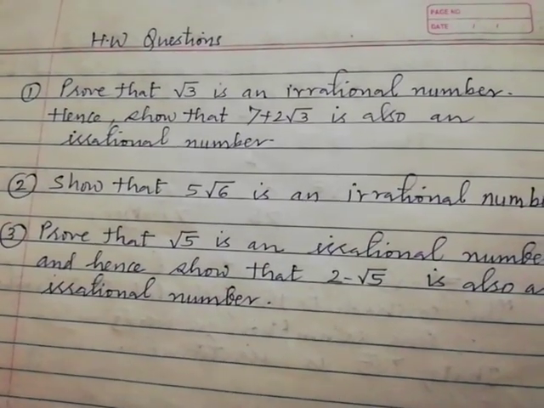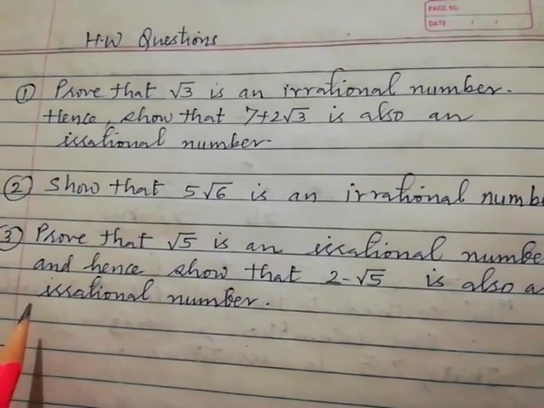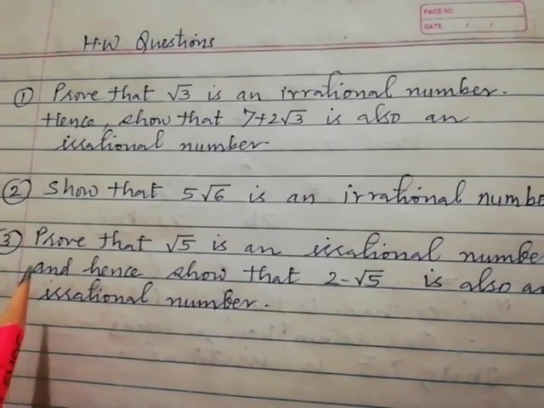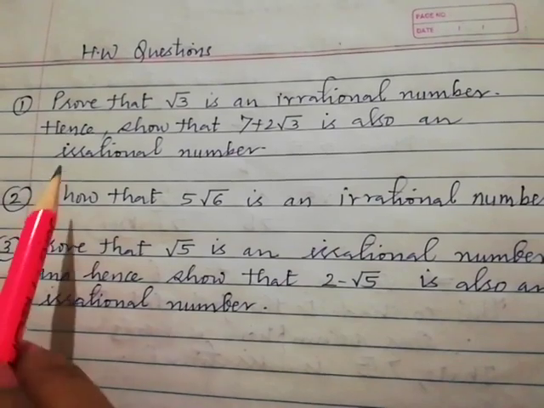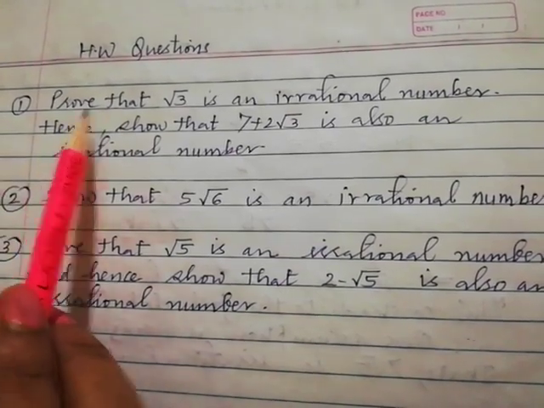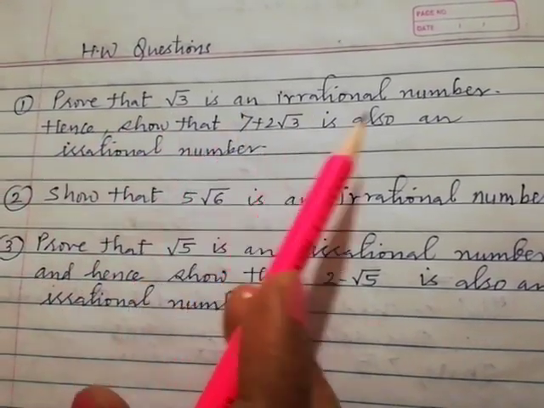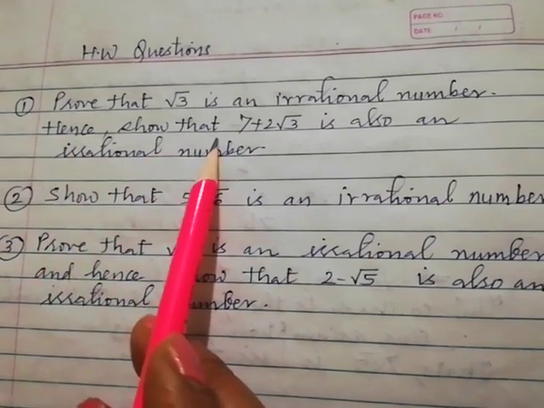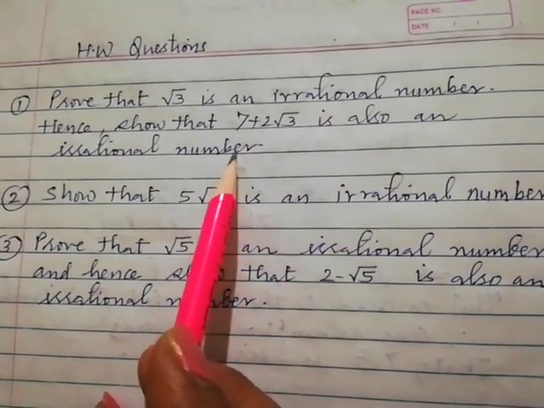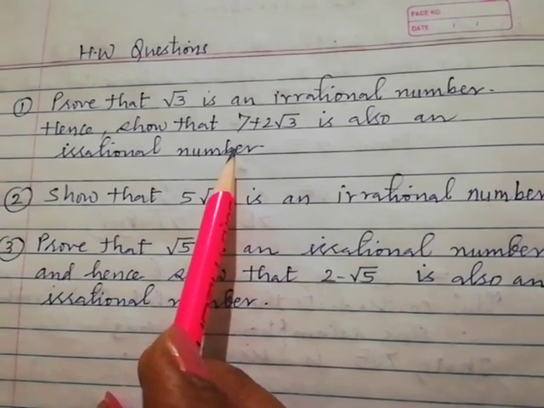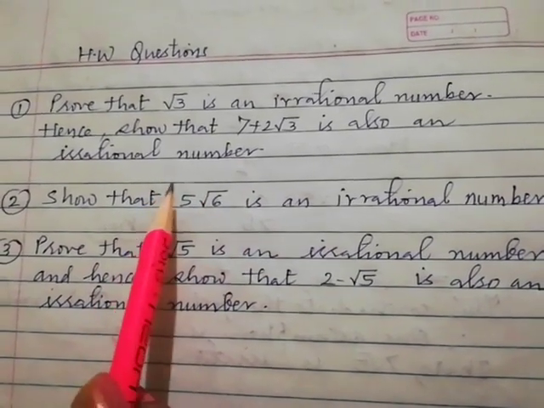Now the homework questions. You have to do these in your notebook. These are similar to the questions we have done today in the videos. First question, prove that root 3 is an irrational number. Hence, show that 7 plus 2 root 3 is also an irrational number. Now, these questions can come up for 4 marks in your board questions.